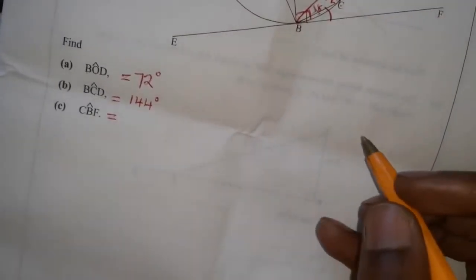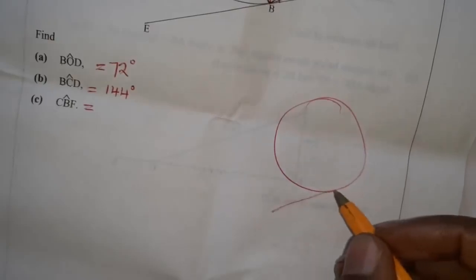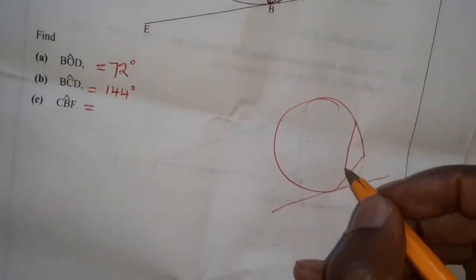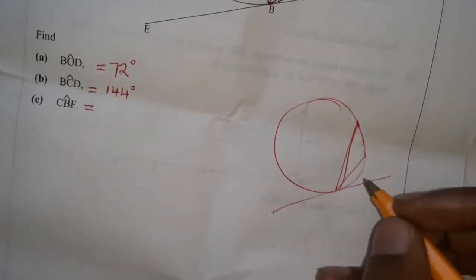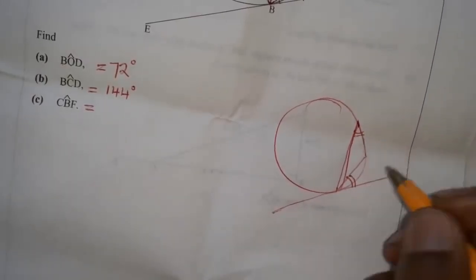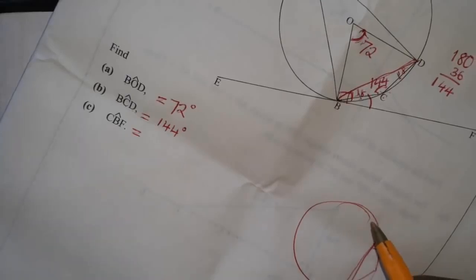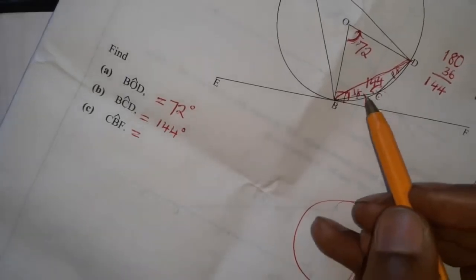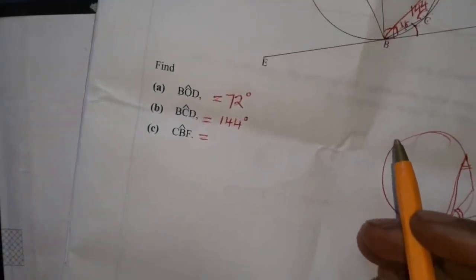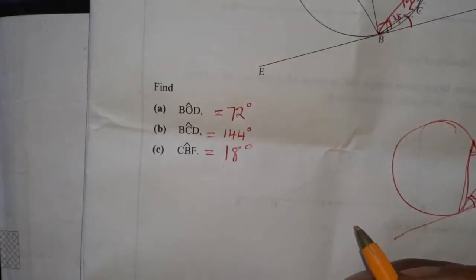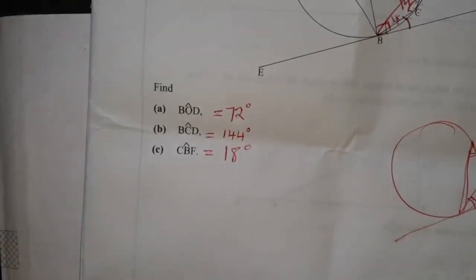So you should know now, if you remember, there's this rule where we have a tangent here. This angle here is equal to that one. The angles in the alternate segment. That is what we are supposed to know here. So this angle here is equal to that one, so this angle is 18 degrees.